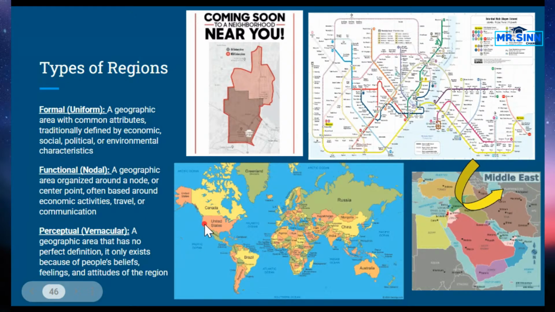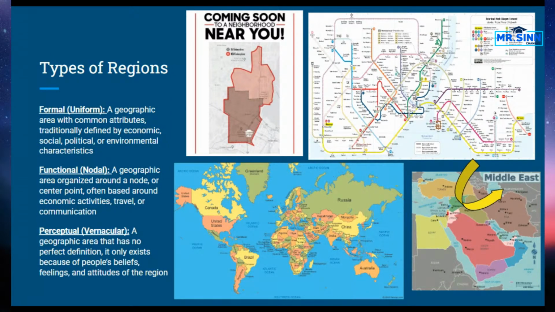A functional region, on the other hand, this nodal one would be an example right here. This is where we have a center point. It's not necessarily in the center of the region, but it is what's pulling people in. So you can think of a node. In this example, maybe it's a pizza place. They service a certain area. If you were living outside of this functional region, you would have to order from a different pizza place. This would also be another example of a functional region. Each of these train stops or bus stops would act as its own node and functional region. They would service the people in that area.